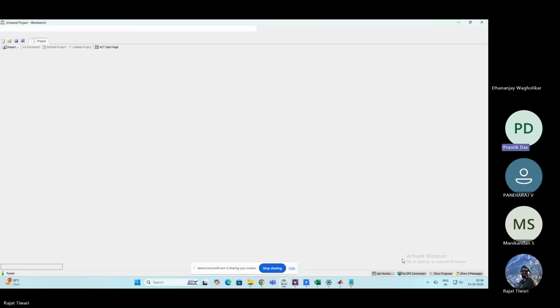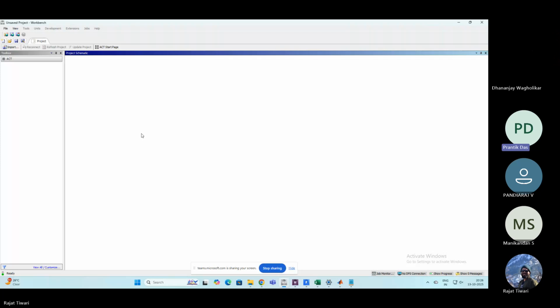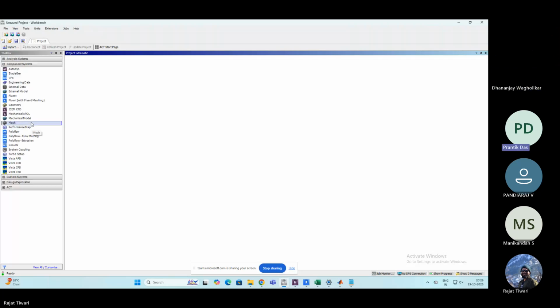So as you can see, my Workbench window. So first, what I'm going to do is basically click on the mesh itself.